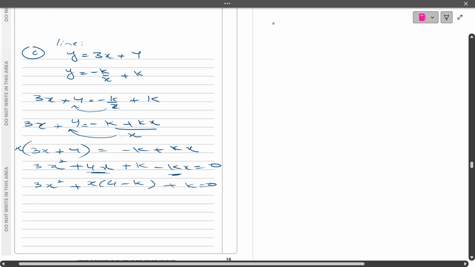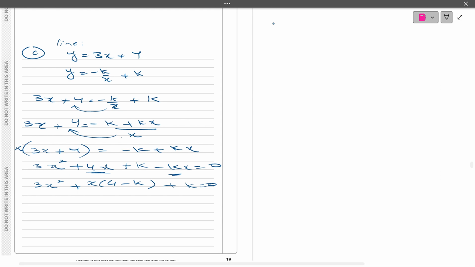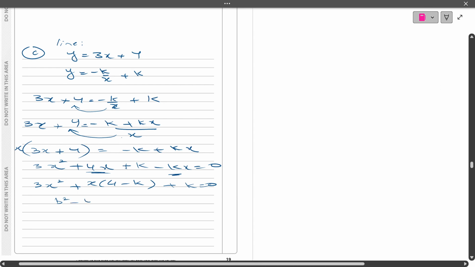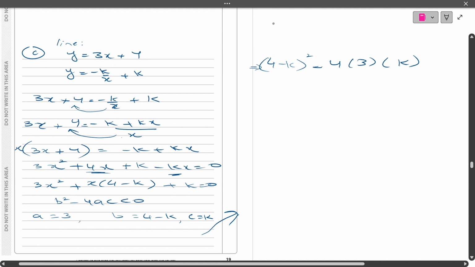Alright, so as I said in the beginning, because the line is not touching the curve, the discriminant will be less than 0. So a in this equation is 3, b is 4 minus k, and c is k. B squared is 4 minus k whole squared, and negative 4, a is 3, c is k, and this is less than 0. Let's first find the critical values, or you can keep it equal, less than 0, same thing.